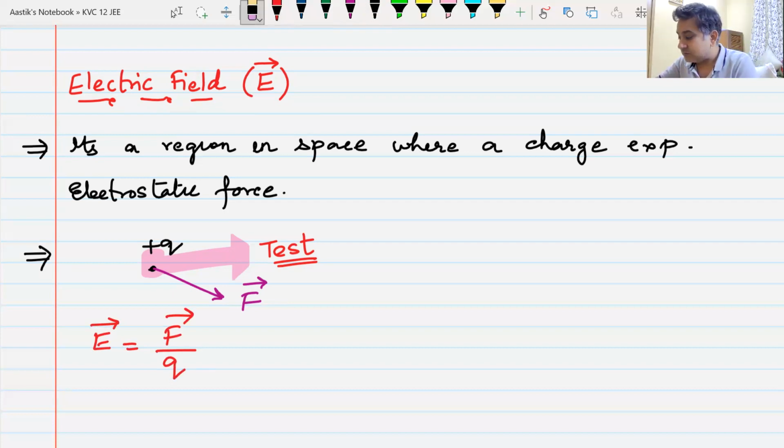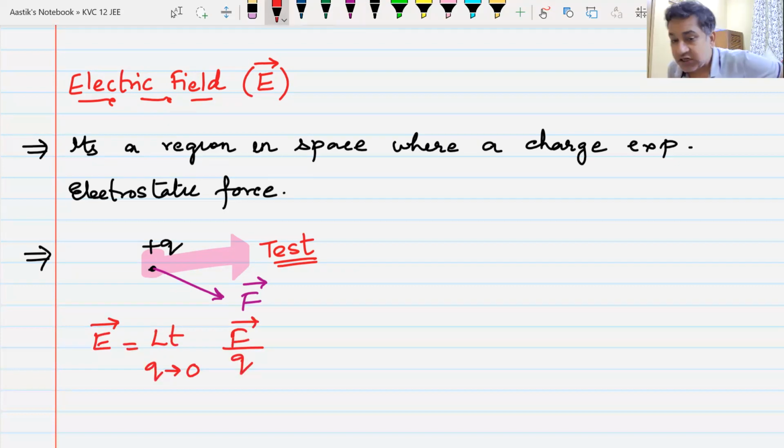But it should be written very correctly like this: limit of Q tending towards 0, F by Q, because I must keep this test charge as small as possible. If I keep a big charge, it will create its own electric field. Its purpose is not to create an electric field; its purpose is just to measure the field created by someone else somewhere. If it starts to create its own electric field, the purpose of putting the charge is gone, because the electric field will be distorted. So I want to keep it as small as possible. This is known as a test charge.